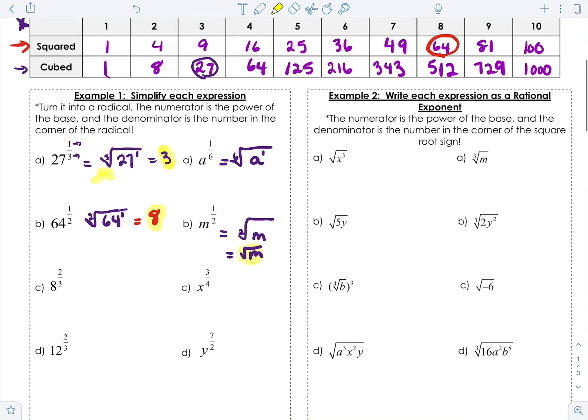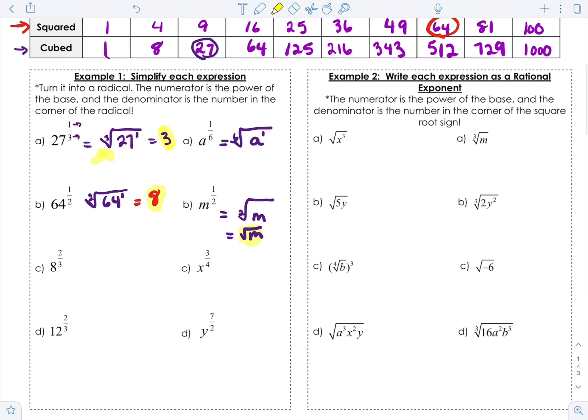All right, now we're going to go to what if the numerator is something other than 1? What if the numerator is something other than 1? So we have here 8 to the 2/3. Well, we definitely need a radical to simplify. And our base is 8. Our exponent is going to be 2. Our index, 3.